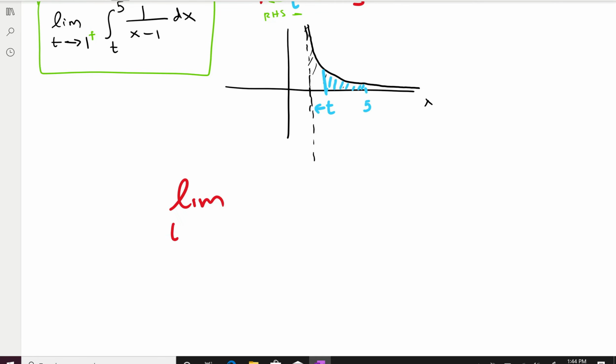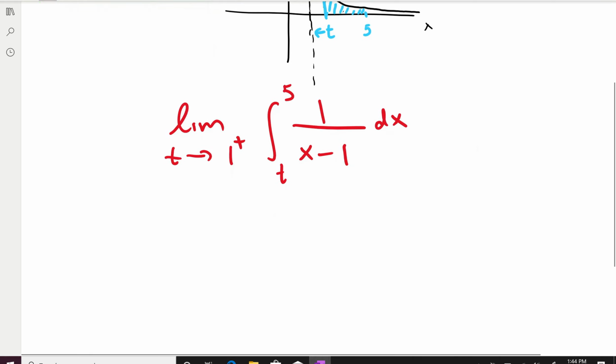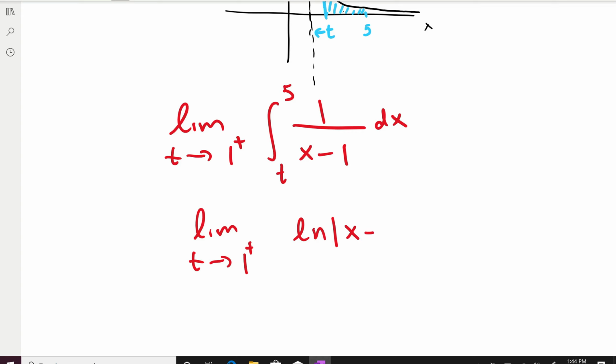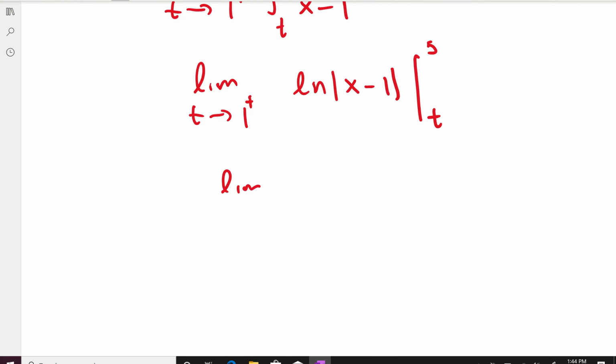So we rewrote it as the limit as t goes to 1 from the right hand side, and this is what we want to solve now. As usual, first we solve the integral. If you integrate 1 over x minus 1, you get natural log of the absolute value of x minus 1. You evaluate it at 5 and t and subtract. So the limit as t goes to 1 from the right hand side is ln of 5 minus 1, which is ln 4. 4 is a positive number, so you can drop the absolute value. There's no need to make it positive artificially. Now let's substitute t. It's going to be t minus 1. t is positive because it's in between 1 and 5, so you can drop the absolute value there as well.